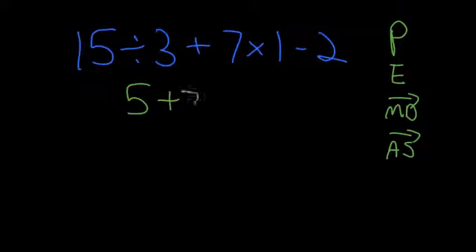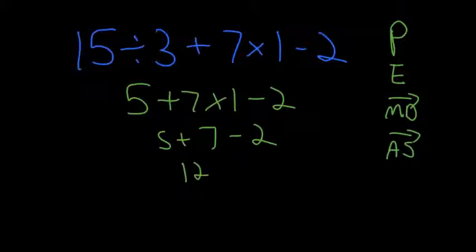So plus 7 times 1 minus 2. So now I have a multiplication of 7 times 1. So 7 times 1 is 7. So I write out everything else. 5 plus 7 minus 2. And now I do addition and subtraction from left to right. So the first one I come to is 5 plus 7, which is 12, minus 2. And 12 minus 2 is 10.